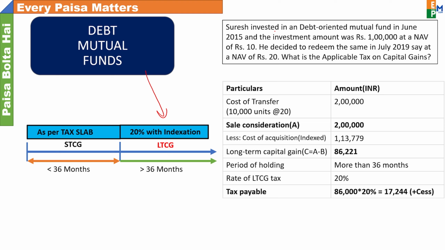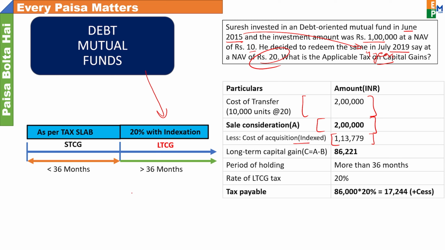gain. Now Suresh invested in a debt-oriented mutual fund in June 2015, and his investment amount was 1 lakh rupees at an NAV of 10. So again, he bought 10,000 units, and he decided to redeem them in July 2019. So he sold it after a gap of around 4 years, which qualifies as long-term capital gain, and he sold it at an NAV of 20 rupees. So his selling price in this case will be 2 lakh rupees, which will be considered as his sale consideration. The indexed cost of acquisition will be 1,13,779.